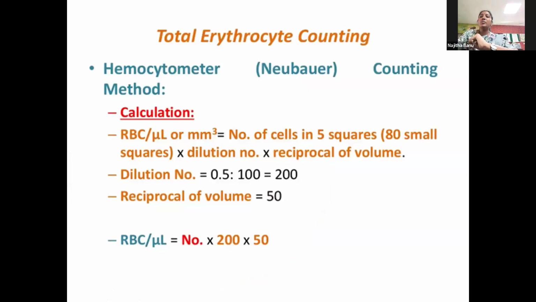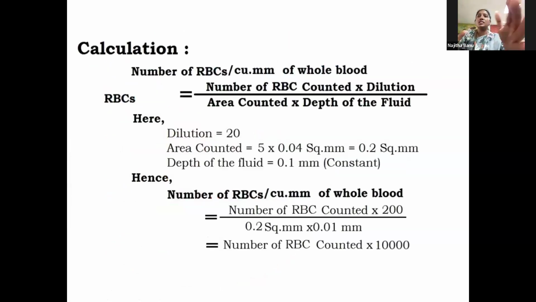So this is a method. If you think this formula is not that accurate, you can go with this formula also. This is the simplest one. The number of RBC per cubic mm of whole blood is the number of RBCs counted, meaning the individual cells you counted, times the dilution, which we consider as 20, divided by the area counted, meaning how many squares you counted, times the depth of the fluid. This is the formula.